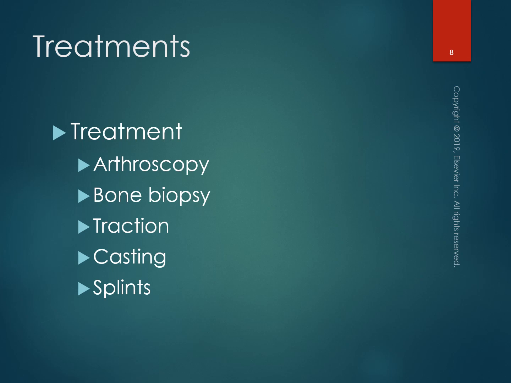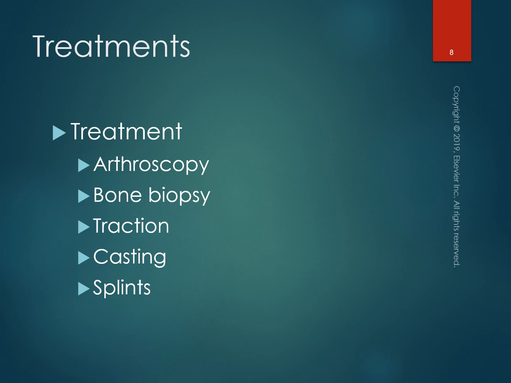Traction, casting, and splints are used in accordance with the patient's needs. 3 types of skin traction, often used for the lower extremities of children, include Bryant's traction, Buck's extension, and Russell traction. Nursing interventions will focus on maintaining body functions.